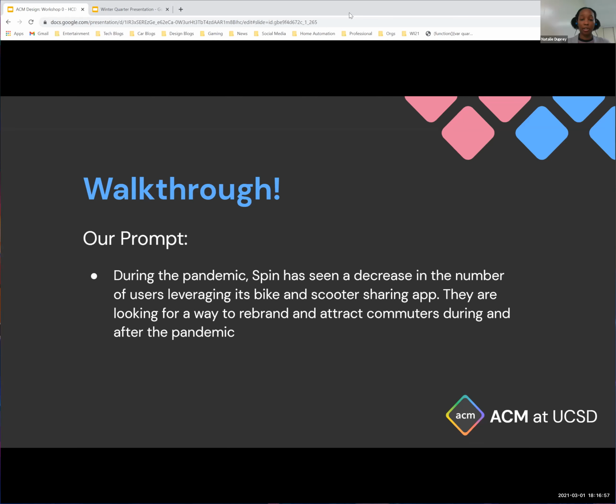So this is the prompt that we're going to be working with today. During the pandemic, Spin has seen a decrease in the number of users leveraging its bike and scooter sharing app. They're looking for a way to rebrand and attract commuters during and after the pandemic. During this challenge, you'd probably have about 30 to 60 minutes, but we're going to go through it a little quicker.